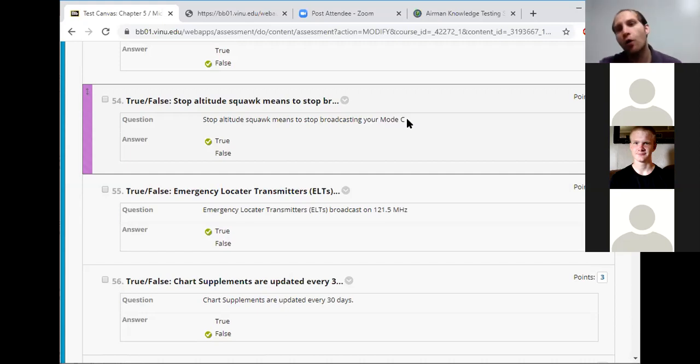But if you rent an older style airplane, you would have the responsibility of turning the transponder to standby, on, or altitude. When it's on altitude mode, you are broadcasting your altitude, mode C. If ATC is having issues with the equipment, they might ask you to stop your altitude squawk, stop broadcasting your mode C. You would then turn your dial from altitude, ALT, to just on, ON. So stop altitude squawk would be an ATC request. That means stop broadcasting your mode C. That's a true statement.